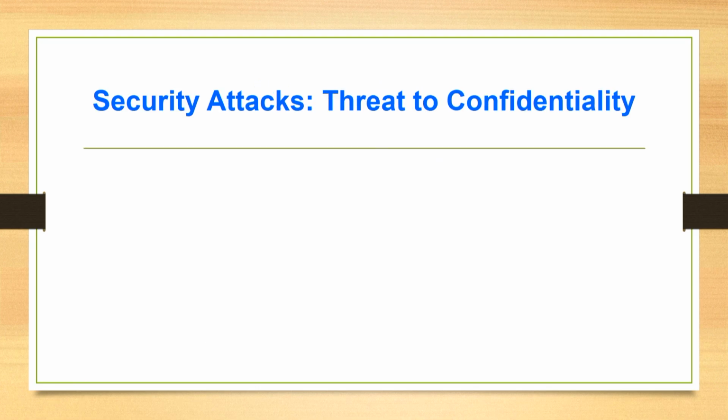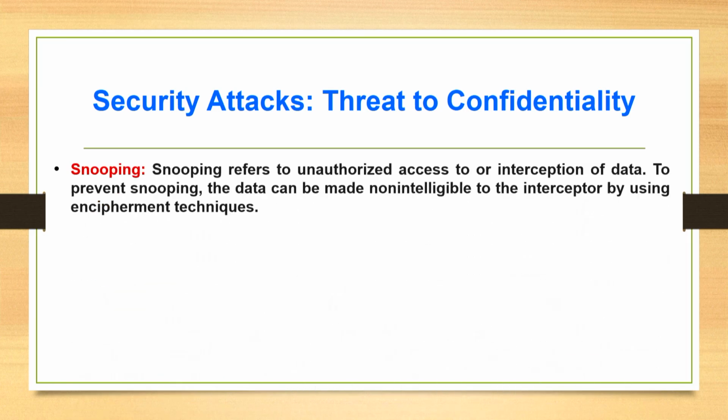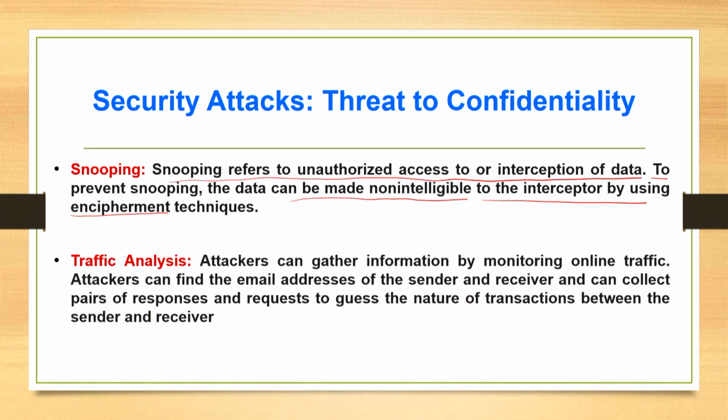Let us see what these security attacks are, one by one, which are related to confidentiality, integrity and availability. So first start with confidentiality. Snooping refers to unauthorized access to or interception of data. To prevent snooping, the data can be made non-intelligible to the interceptors by using some techniques. Most popular are the encryption techniques.